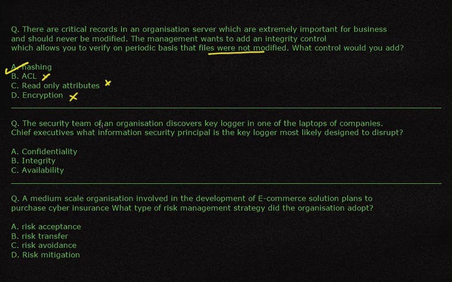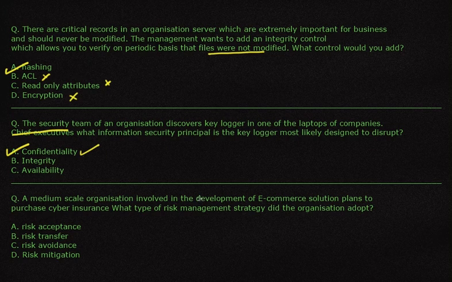Next question. The security team of an organization discovers a keylogger in one of the laptops of the company's chief executives. What information security principle is the keylogger most likely designed to disrupt? Confidentiality is broken here, so breach of confidentiality. A keylogger is secretly capturing the keystrokes which the user is making on the computer. So there is no respect for confidentiality. Here there is a breach of confidentiality, so confidentiality is the right answer.